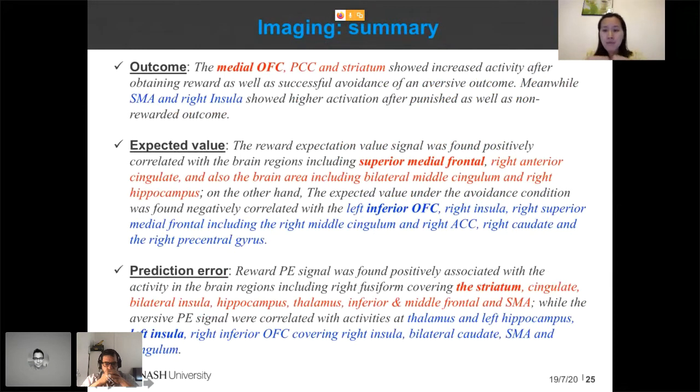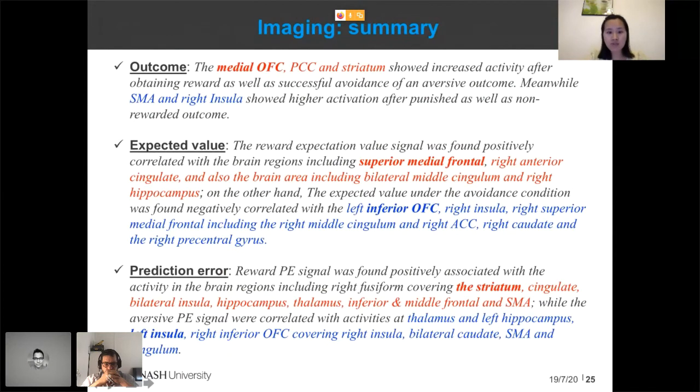I'll give a summary of imaging findings. At the outcome stage, we found that the medial FC, PCC, and striatum showed increased activity after obtaining reward, as well as successful avoidance of aversive outcome. Meanwhile, SMA and right insula showed higher activation after punishment, as well as non-rewarding outcome.